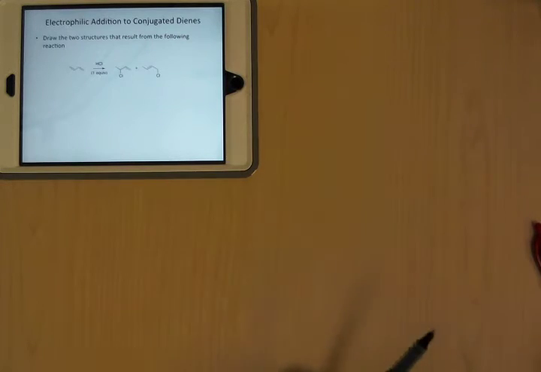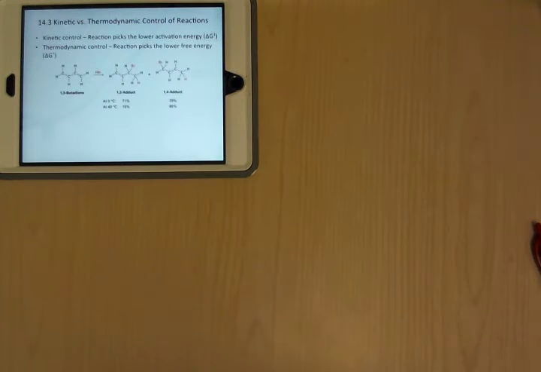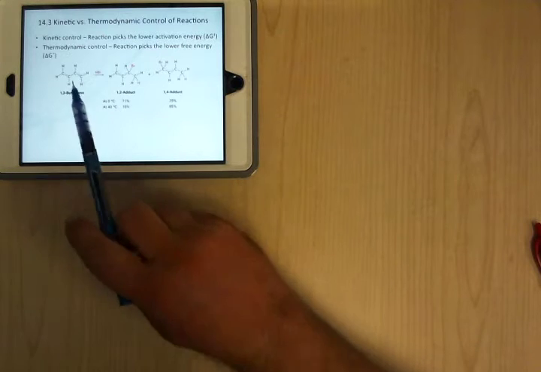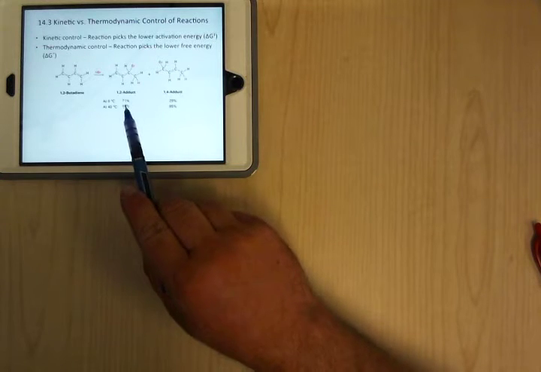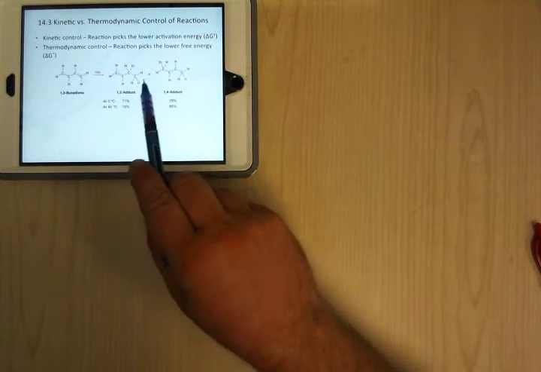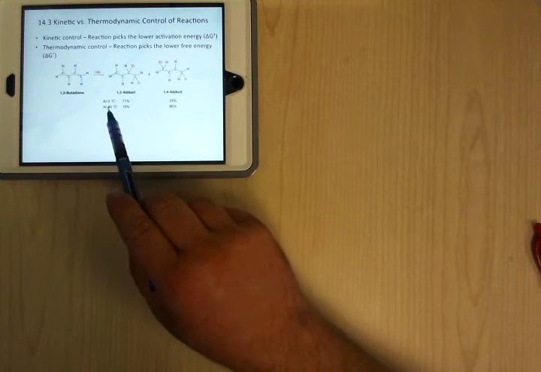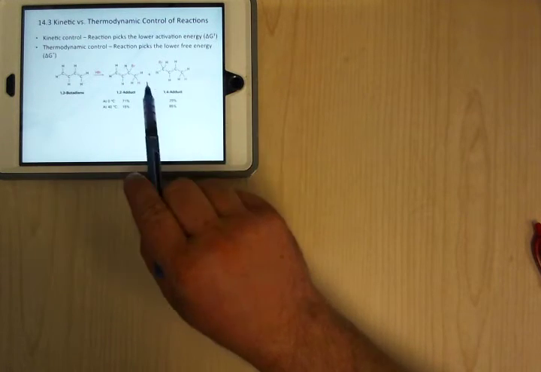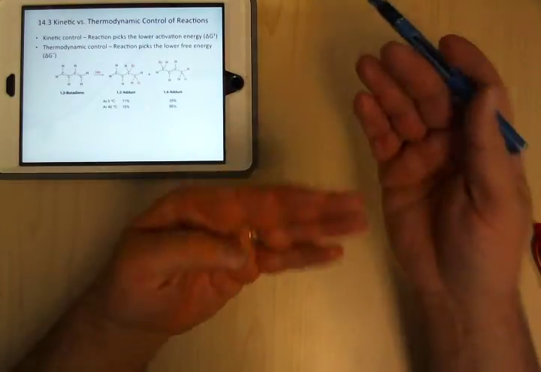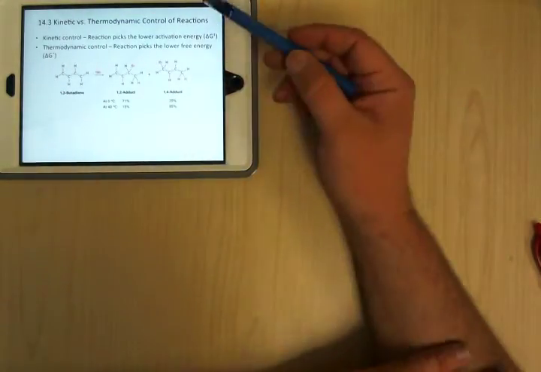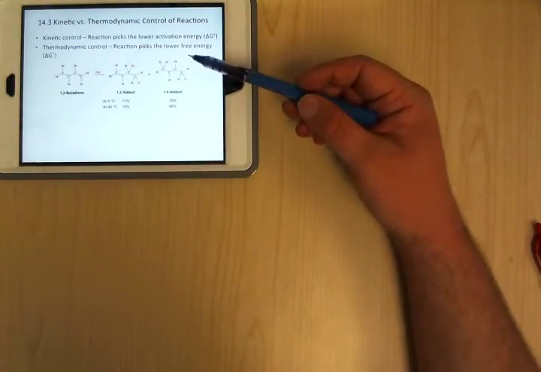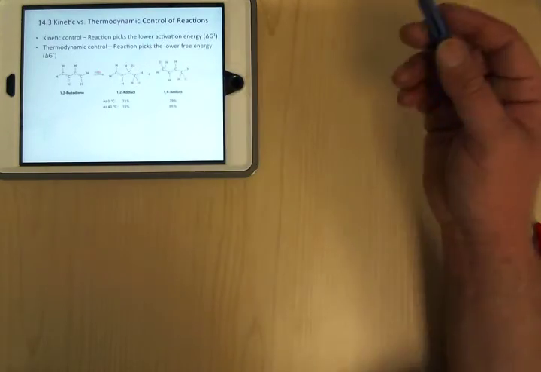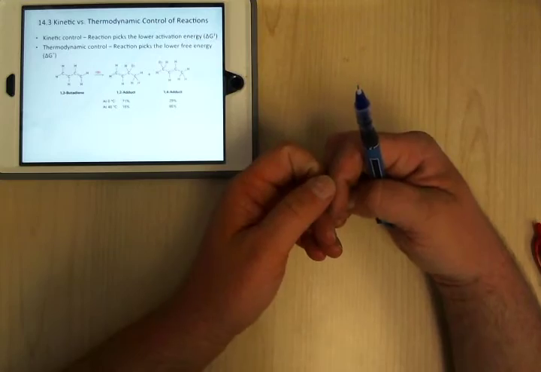So the next step is what's called kinetic control versus thermodynamic control. So let's say you have these two products that form, the 1,2 and the 1,4. At low temperature, you're actually going to favor this product. But at higher temperatures, you're actually favoring the formation of that product. And so there's actually two different things in control here. There's the activation energy: how much energy does it take to make the product? And then also the other issue is the relative overall stability of the products.